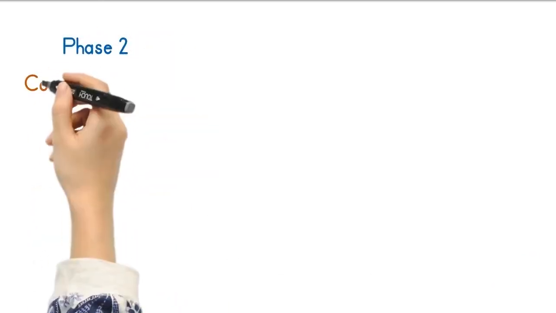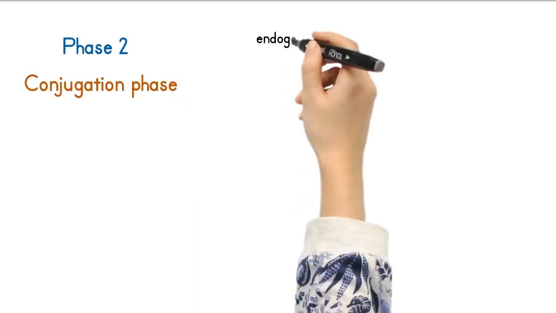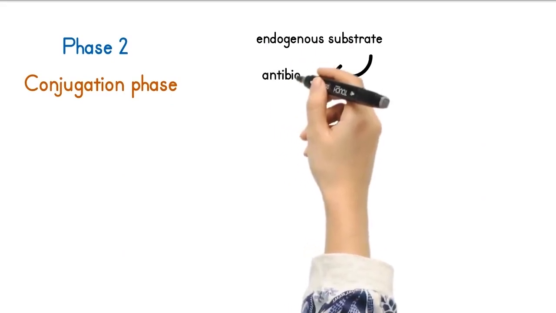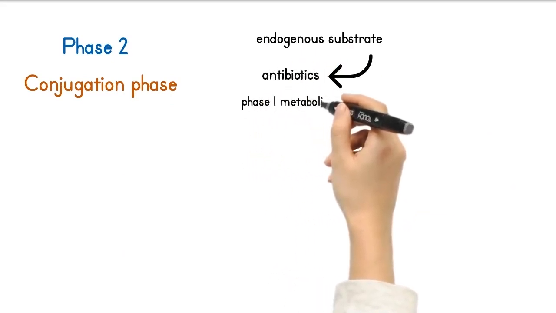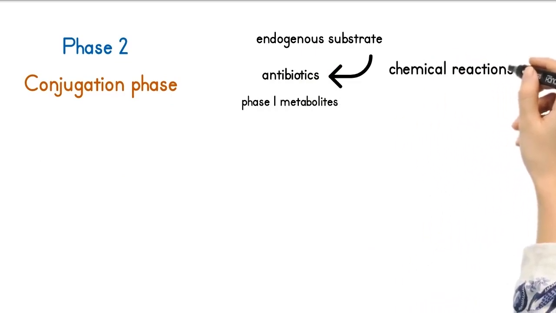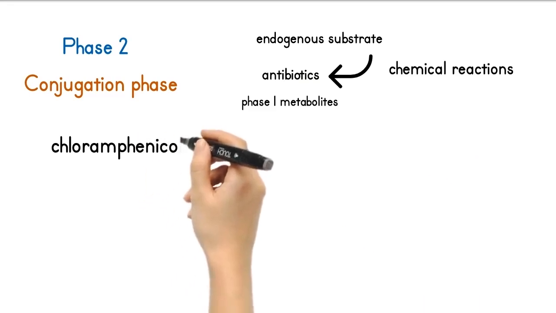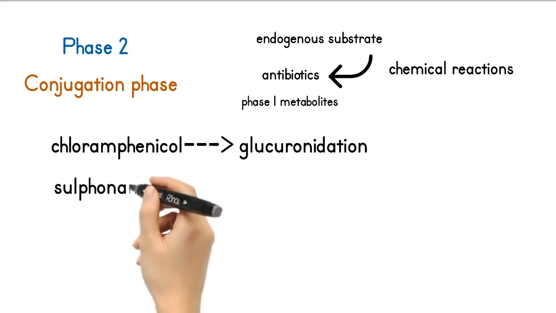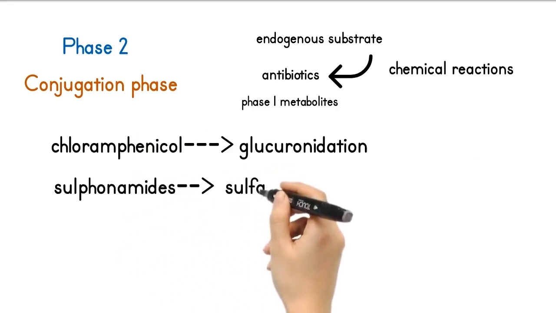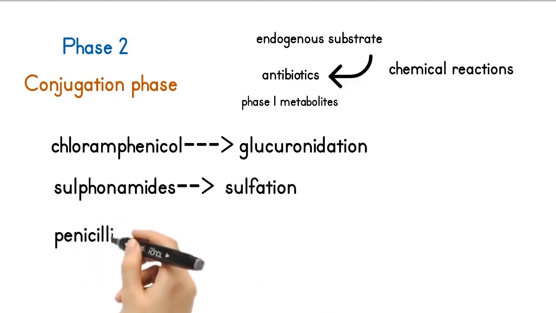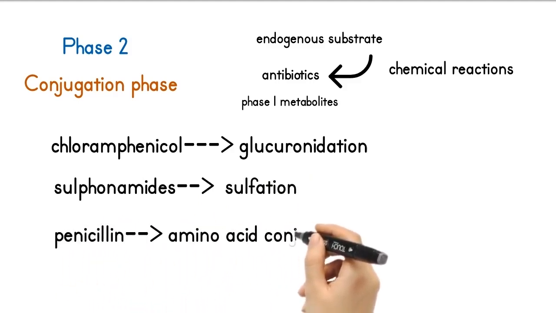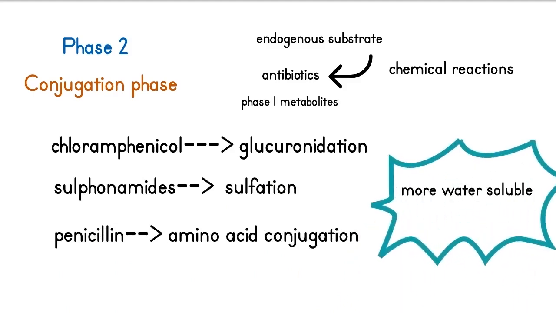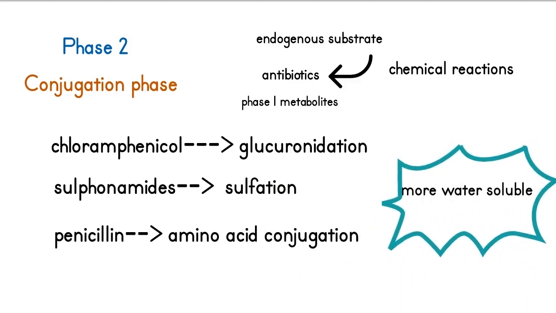Phase 2 metabolism is also known as the conjugation phase, which involves the addition of endogenous substrates to the antibiotics or its phase 1 metabolites. It involves various chemical reactions depending on the antibiotics. For example, chloramphenicol undergoes glucuronidation. Sulfonamides are subjected to sulfation. And penicillin undergoes amino acid conjugation. These processes make the molecules more water-soluble and facilitate their excretion via urine or bile.